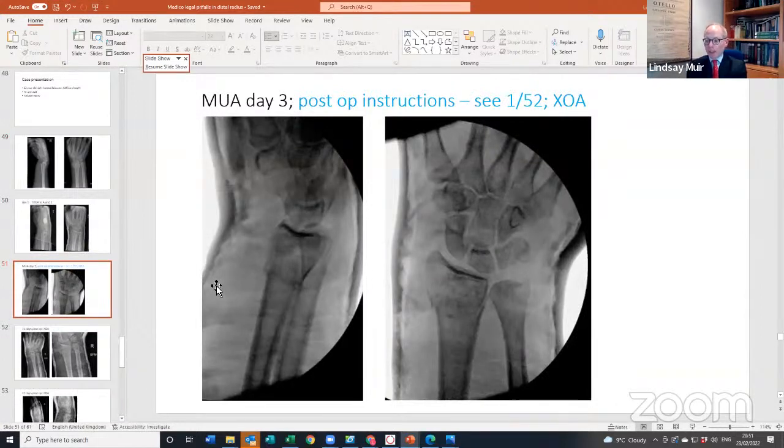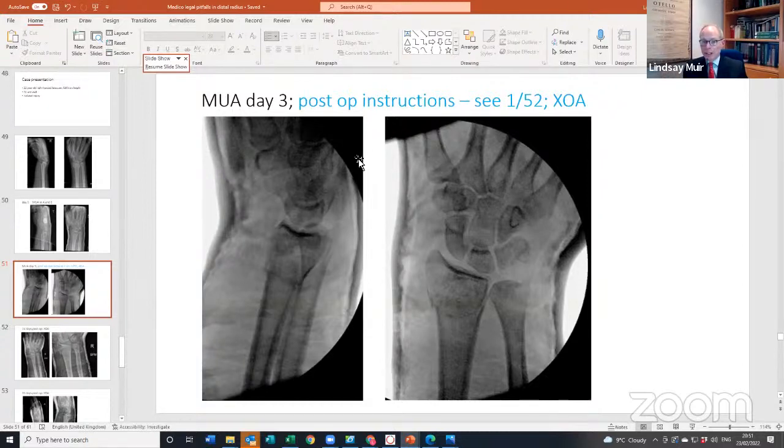Now, I don't think this was ever fully reduced, and it goes back to that point that Sumed made about the step on the radial surface. But I mentioned earlier about record keeping, and this chap has no films to show that it was adequately reduced on the lateral view. These are the only two images that are saved. So when he says, no, it's well reduced, Your Honor, he's going to struggle to prove that.